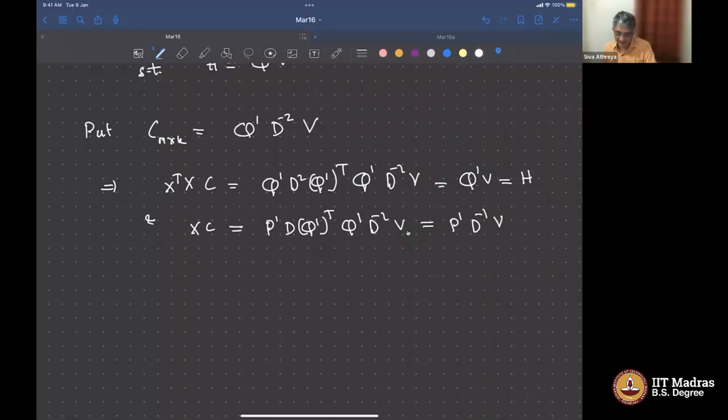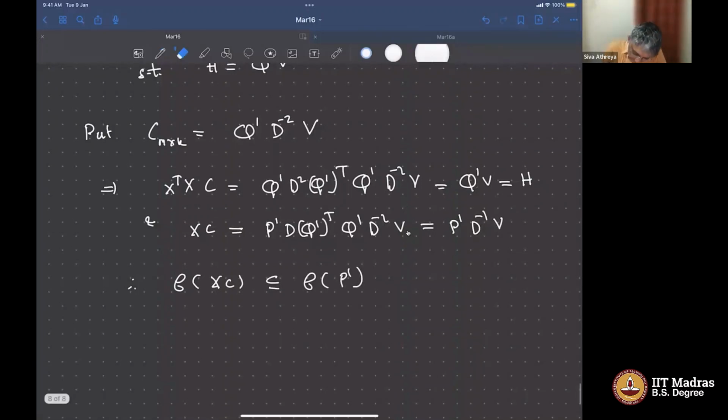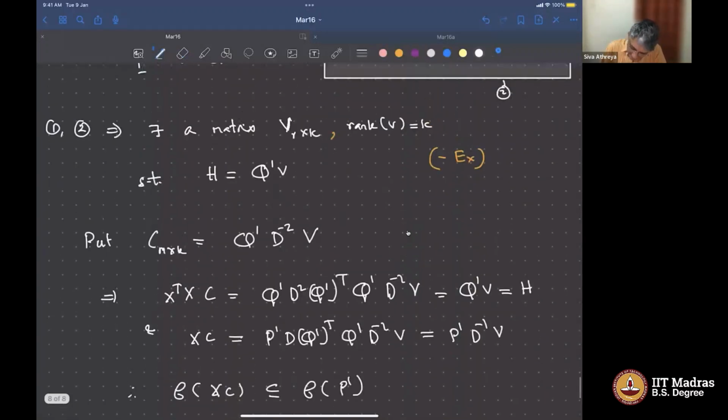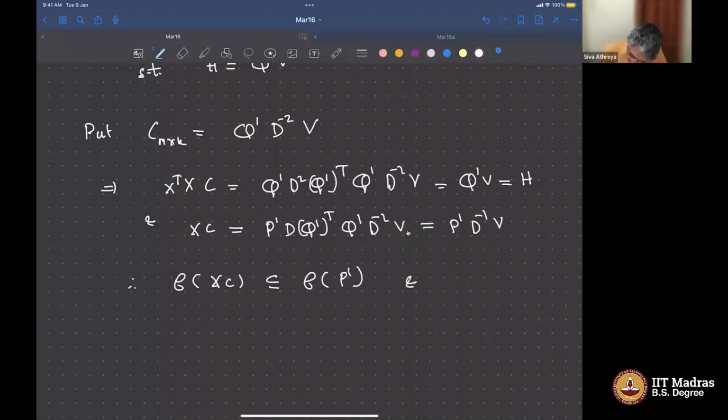This is what I have. Very good. So therefore, the column space of XC is contained in the column space of P1. That's it. And you also know the rank of this is K, so the rank of XC is going to be equal to K. This is kind of an observation.